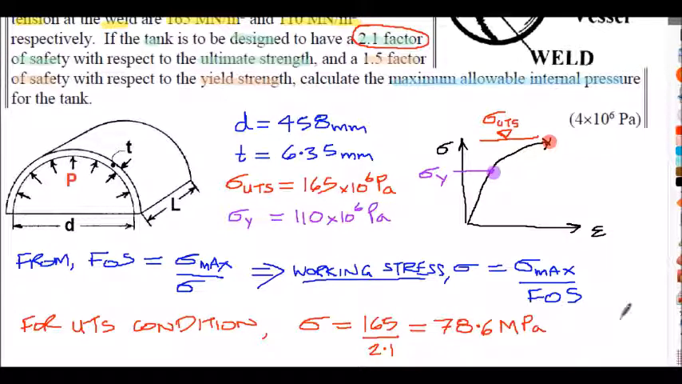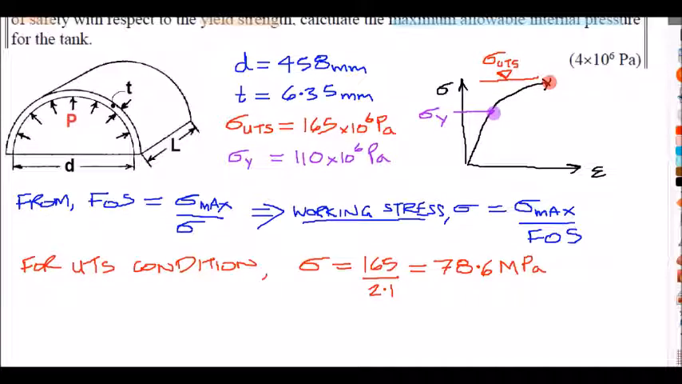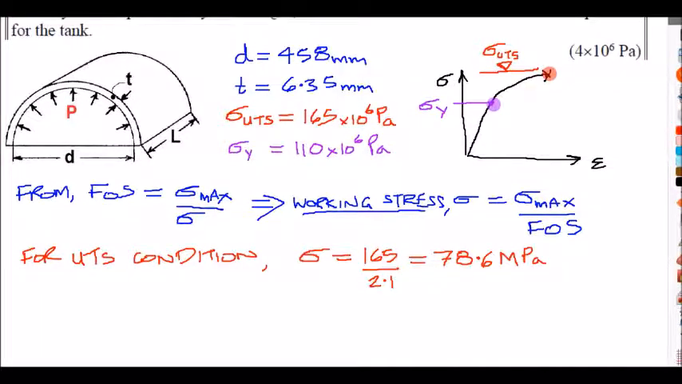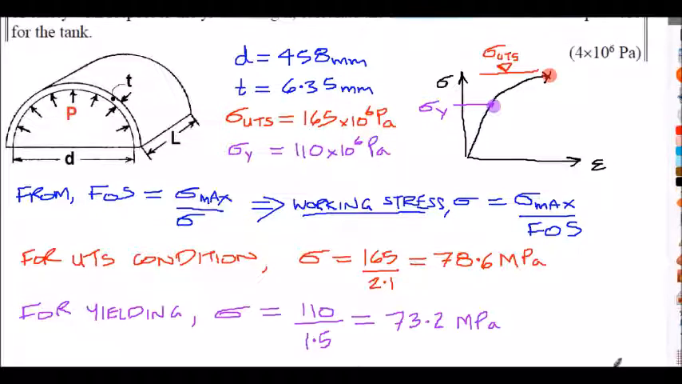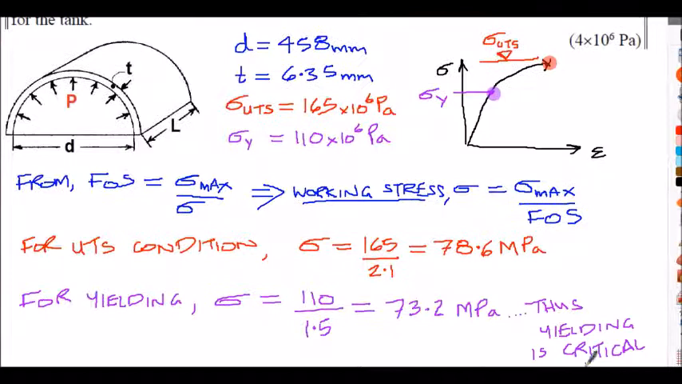Okay, that's one stress. That's based on the ultimate condition, but we've also got the limit condition, yielding. So what does that mean? It means to say the yielding is critical. We cannot exceed the 73.2 for the factors of safety that we're allowed to use. So yielding is the critical one.